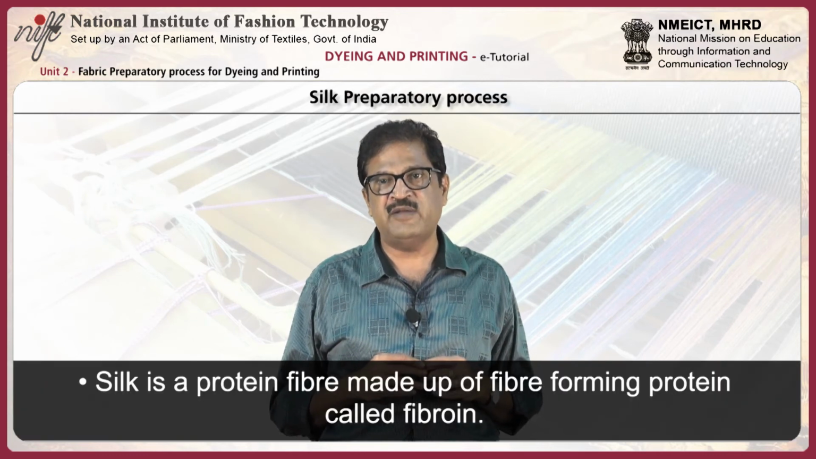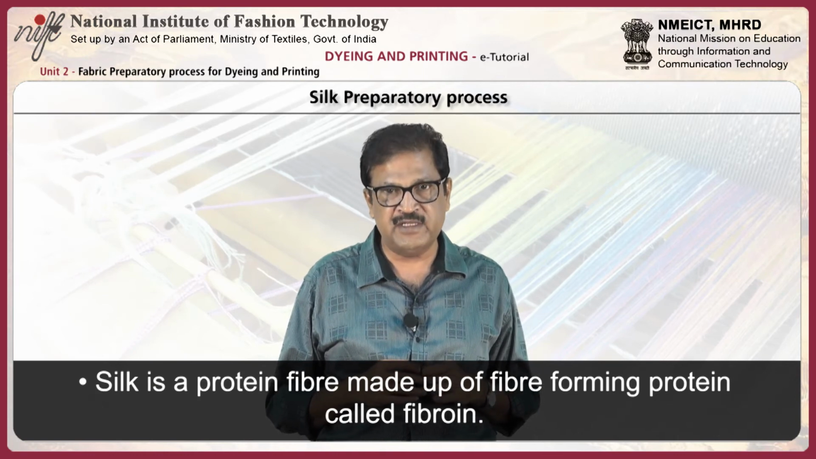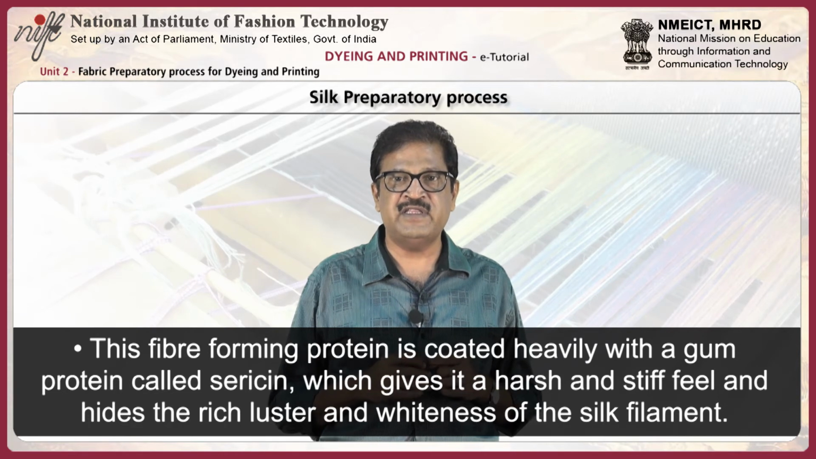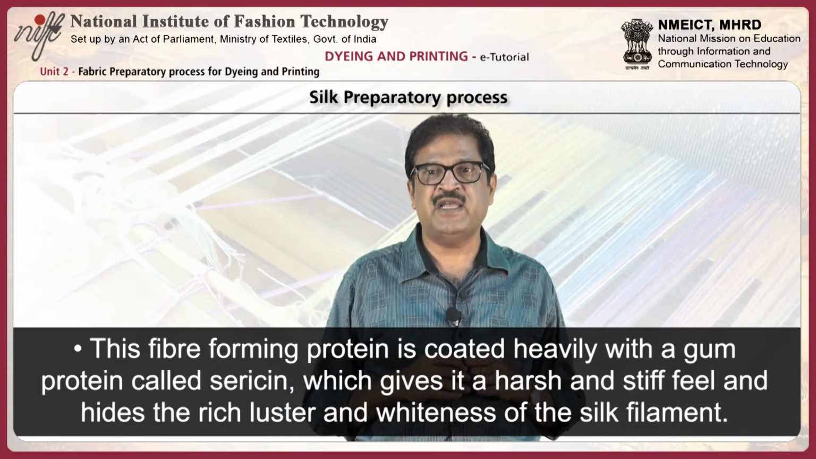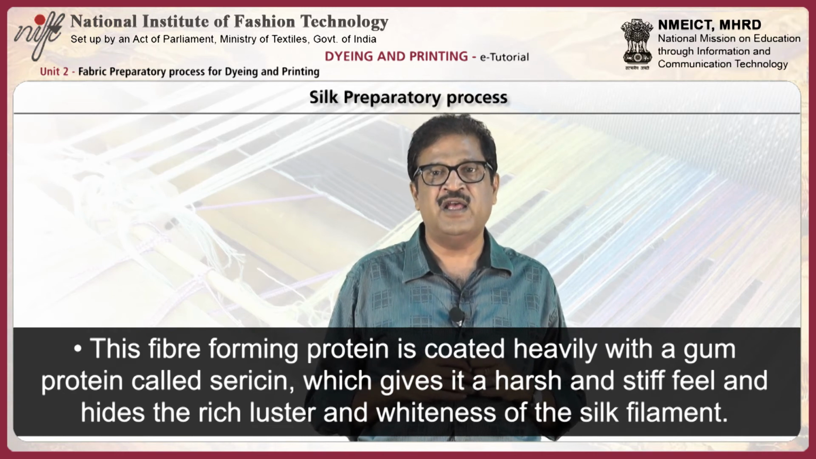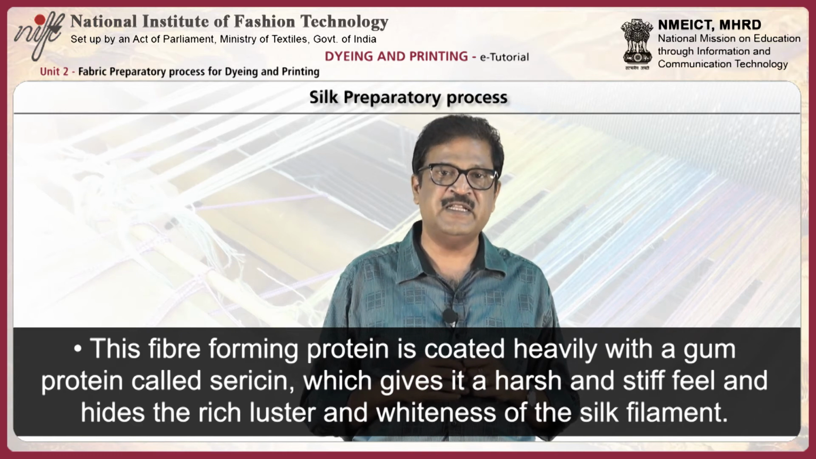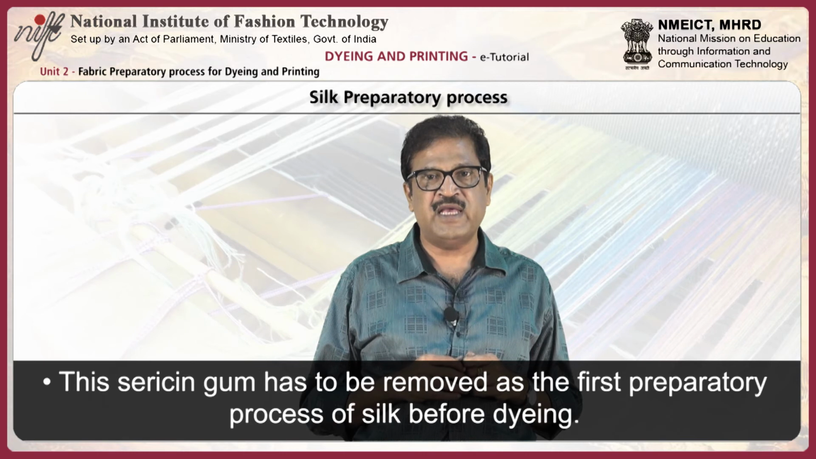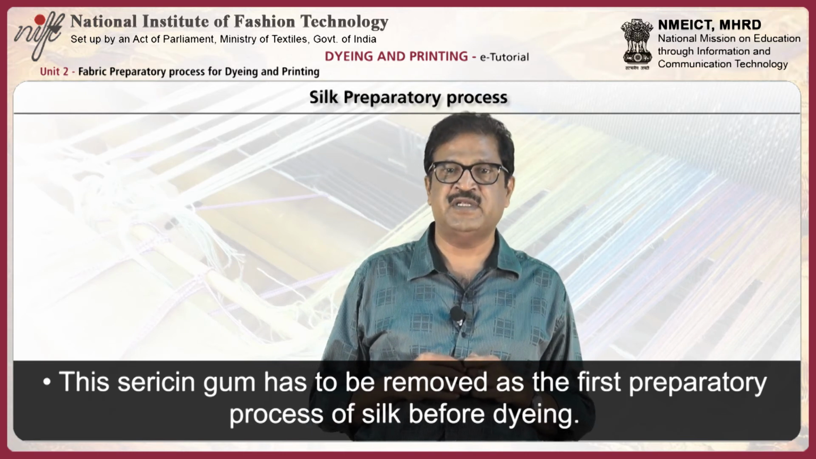Silk preparatory process. Silk is a protein fiber made up of a fiber forming protein called fibroin. The fiber forming protein is coated heavily with a gum protein called sericin, which gives a harsh and stiff feel and hides the rich luster and whiteness of the silk filament. The sericin gum has to be removed as the first preparatory process of silk before dyeing.